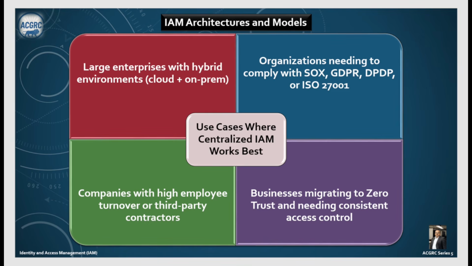So, use cases where centralized IAM works best. Well, organizations needing to comply with SOX, GDPR, DPDP Act, or ISO 27001 are cases where this is used. Or businesses migrating to zero trust and needing consistent access control. Or companies with high employee turnover or third party contractors. Or large enterprises with a hybrid environment, wherein you have cloud as well as on-prem.